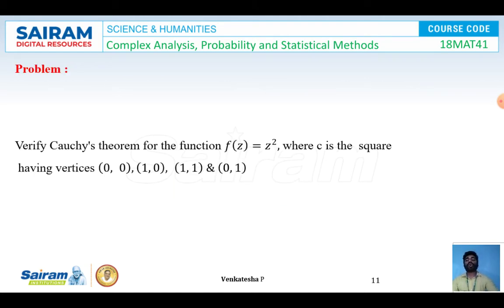Now problems on Cauchy's theorem. The first problem is: verify Cauchy's theorem for the function f of z equal to z square, where C is the square having vertices (0,0), (1,0), (1,1) and (0,1). To prove Cauchy's theorem, we have to get the answer 0. Then only we can say the function satisfies Cauchy's theorem here.